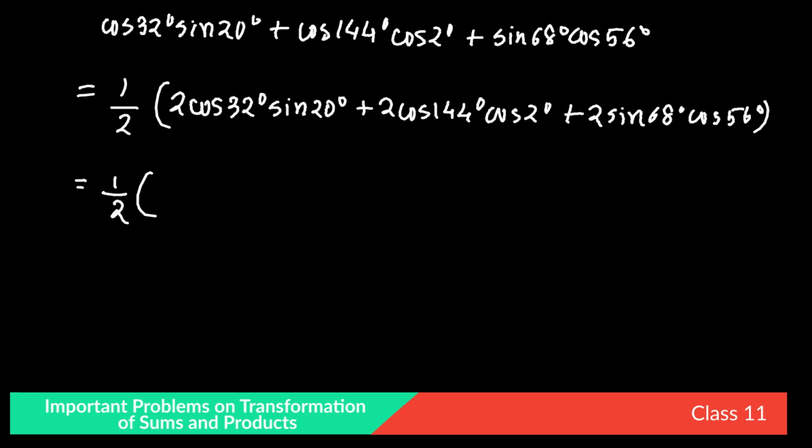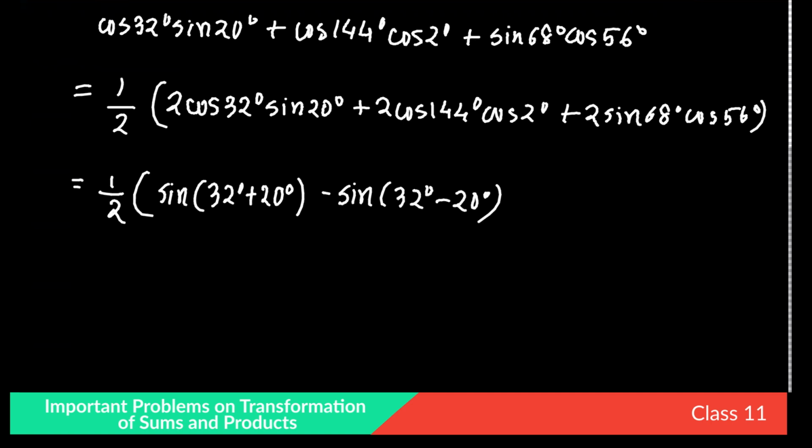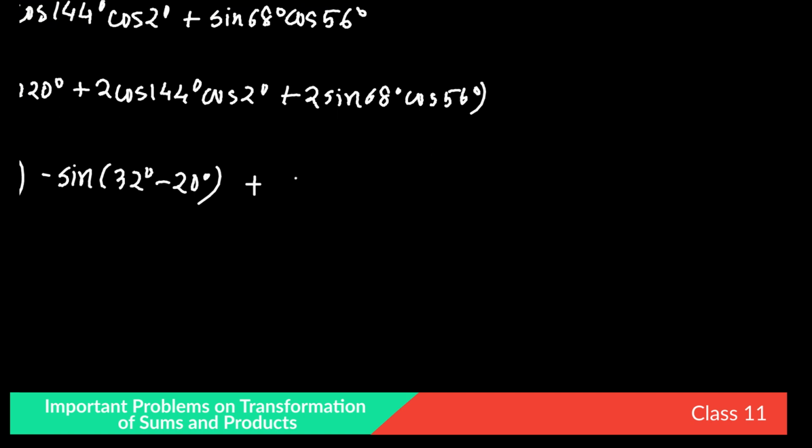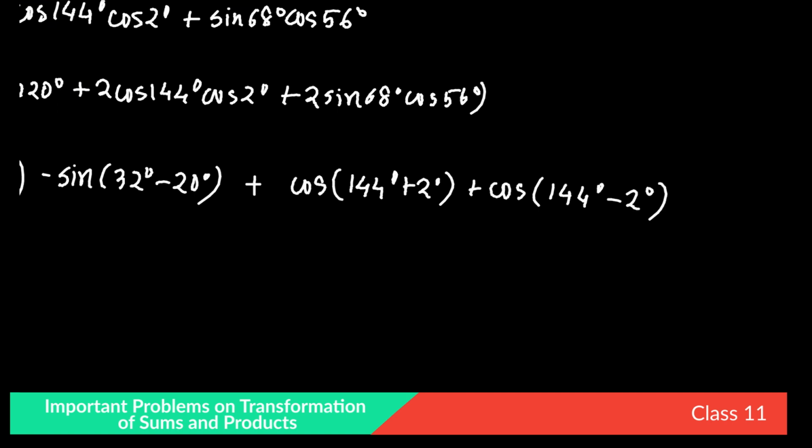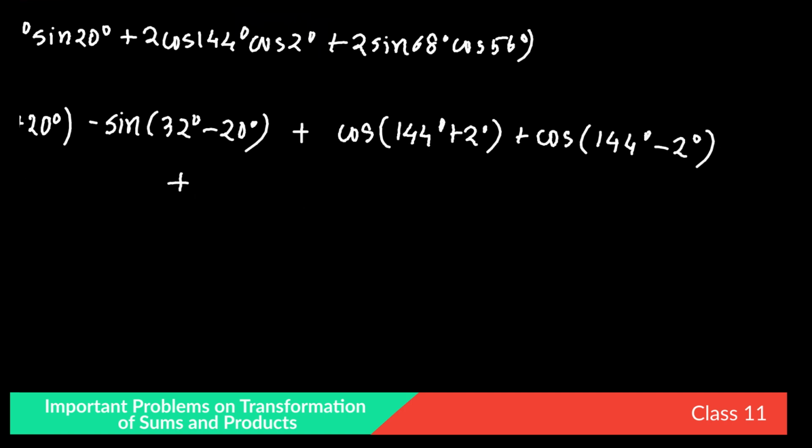Now you can see that the first term, 2 cos 32 sine 20, is in the form of 2 cos a sine b. So we can write it as sine of 32 plus 20, that means sine of a plus b, minus sine of 32 degree minus 20 degree. Now the second one is of the 2 cos a cos b form, so it is cos of a plus b plus cos of a minus b. The next one, 2 sine 68 cos 56, is of the 2 sine a cos b form, so it is sine of 68 plus 56 plus sine of 68 minus 56.